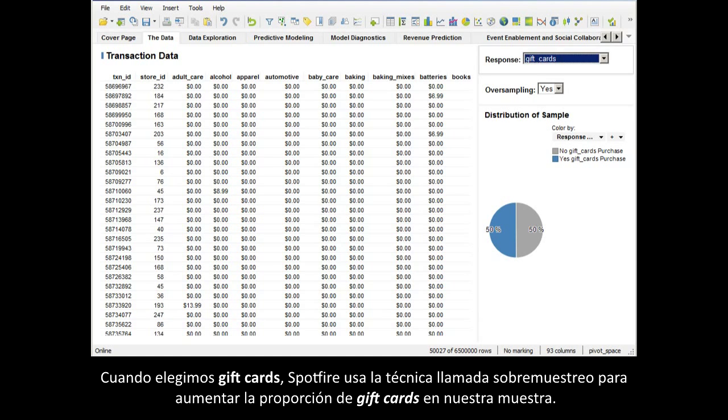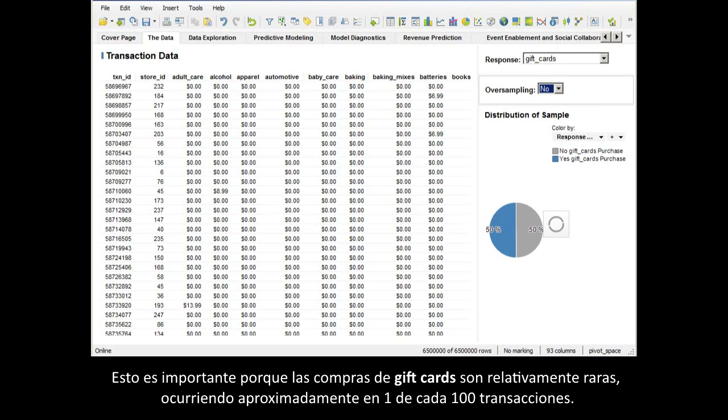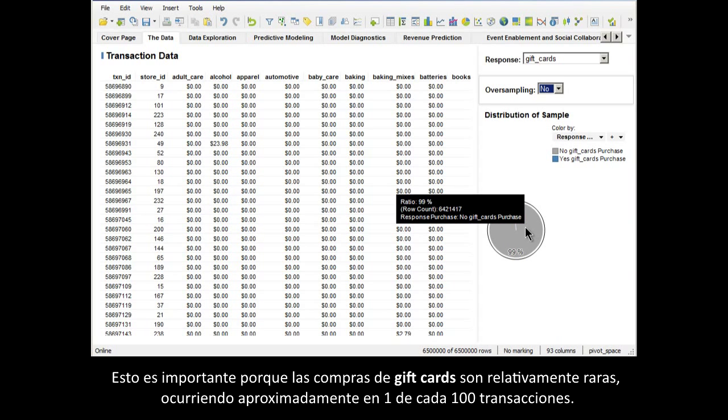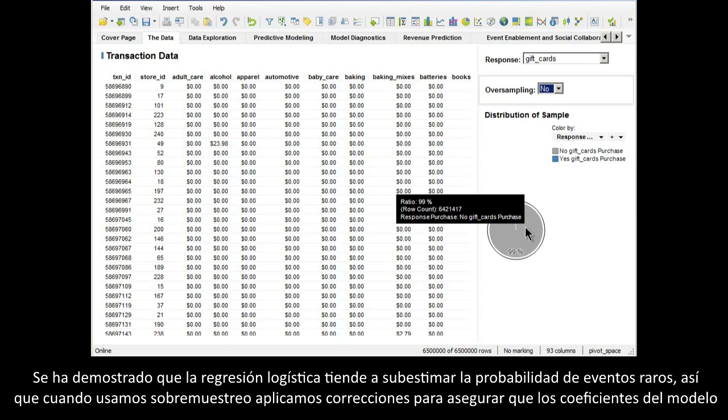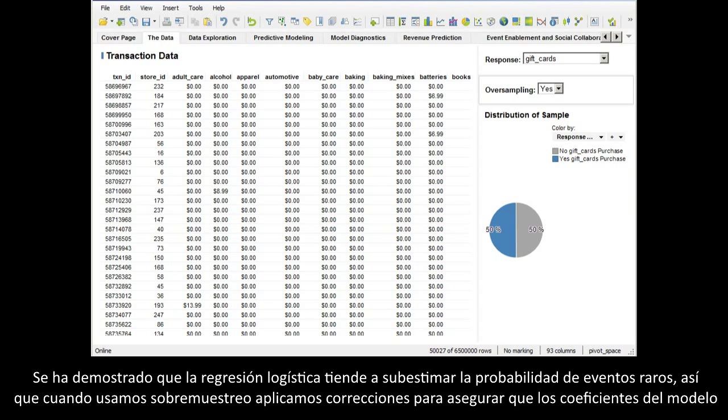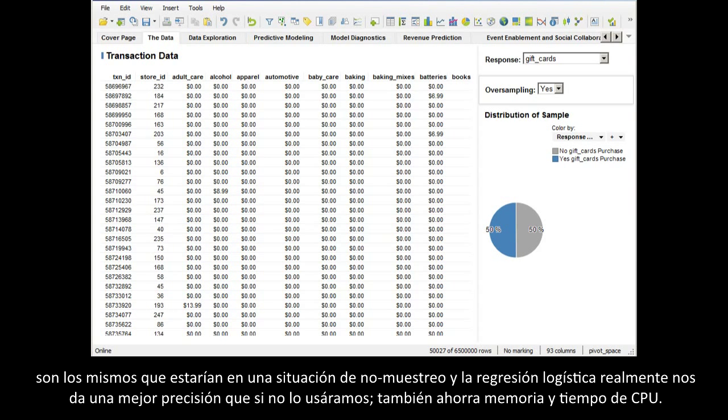When we choose gift cards, Spotfire uses a technique called oversampling to boost the proportion of gift cards in our sample. This is important because gift card purchases are relatively rare, occurring only about 1 in 100 transactions. Logistic regression has been shown to underestimate the probability of rare events in many cases. So when we use oversampling, we apply corrections to ensure that the model coefficients are the same as they would be in a non-sampled situation. And the logistic regression actually gives us better accuracy than we would get without oversampling. It also saves memory and CPU time.